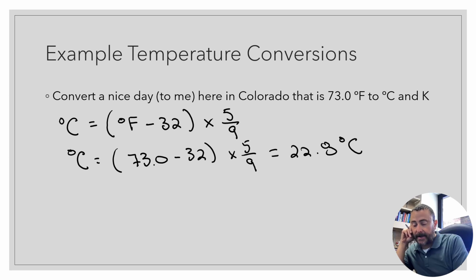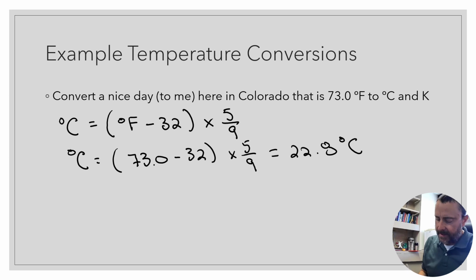Now notice that I have written this as 3 significant figures because we started with a value, 73.0, that had 3 significant figures, and everything else in here is an exact number. We are exactly subtracting off 32, and we're exactly multiplying it by 5/9. Those are part of the equation, so we assume those are exact values.